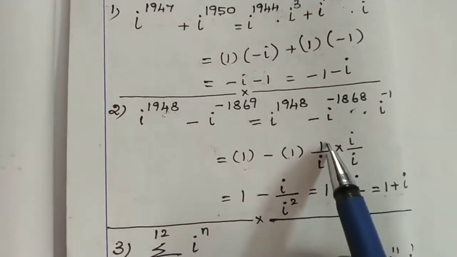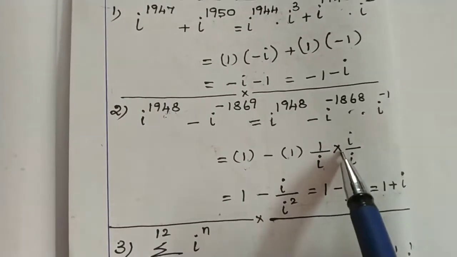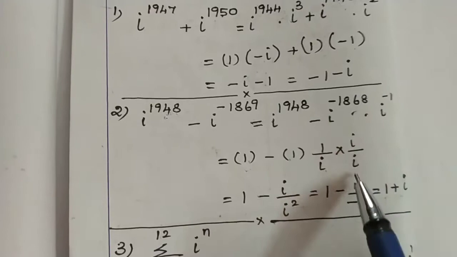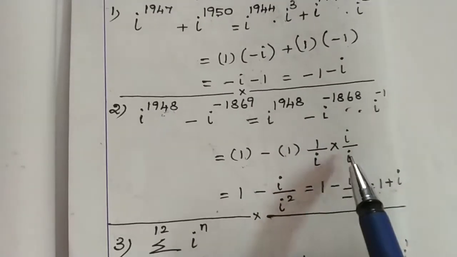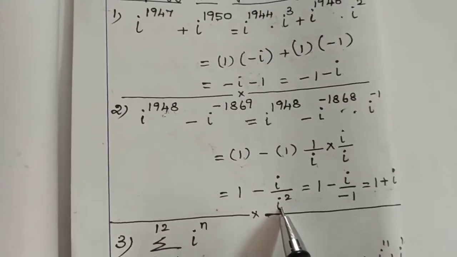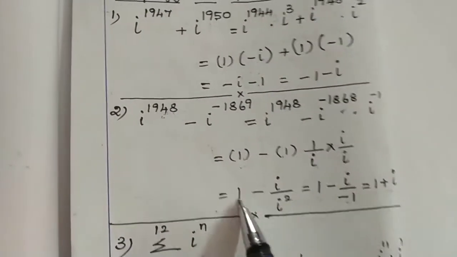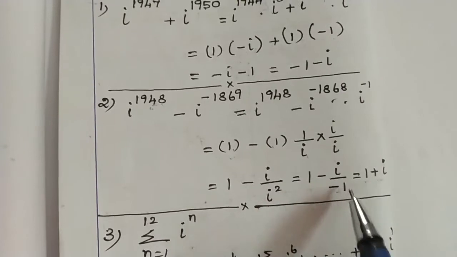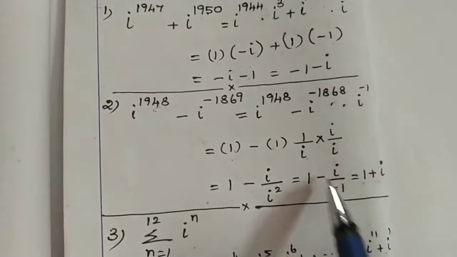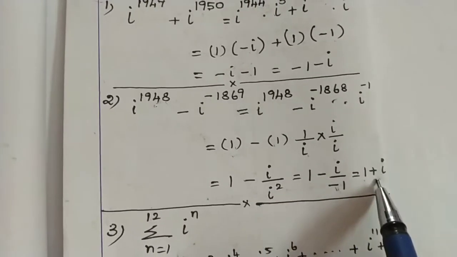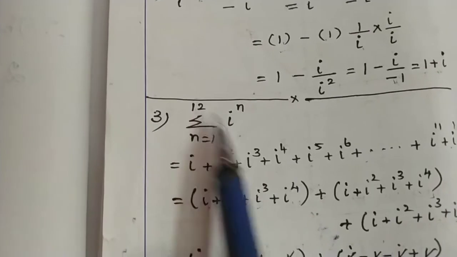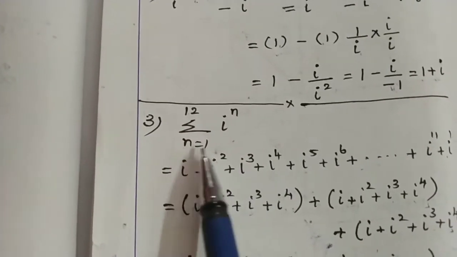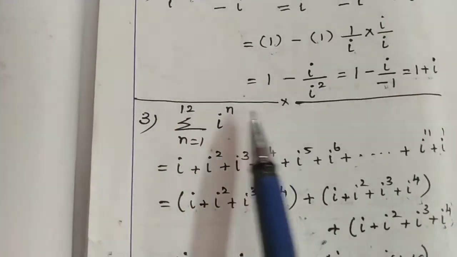i power minus 1 means 1 by i. Then both the numerator and denominator are multiplied by i. 1 into i, over i squared, whose value is minus 1. So 1 minus i by minus 1, minus and plus, that is 1 plus i. We get the answer. Third sum: sigma n equals 1 to 12 of i power n. Now substitute n equals 1, 2, 3, 4, 5, 6, and so on.